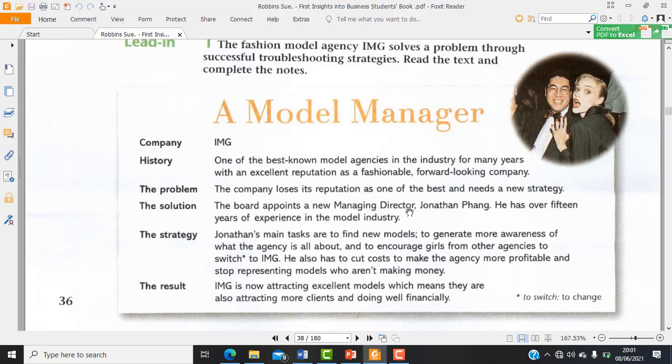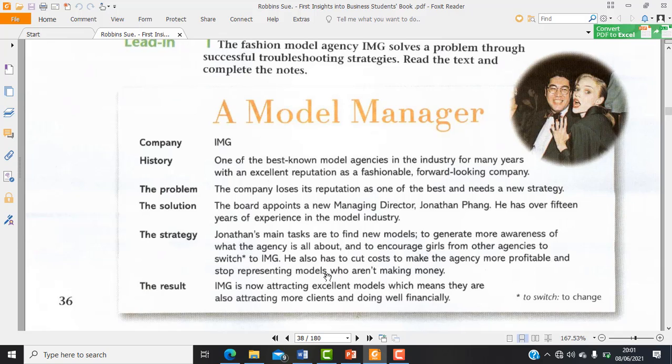So after appointing a new managing director, so Jonathan Fang formulates many solutions or strategies. What are the strategies? The first one, Jonathan need to find new models to generate more awareness of what agency is all about and to encourage girls from other agencies to switch to IMG. He has also to cut costs to make the agency more profitable and stop representing models who aren't making money.